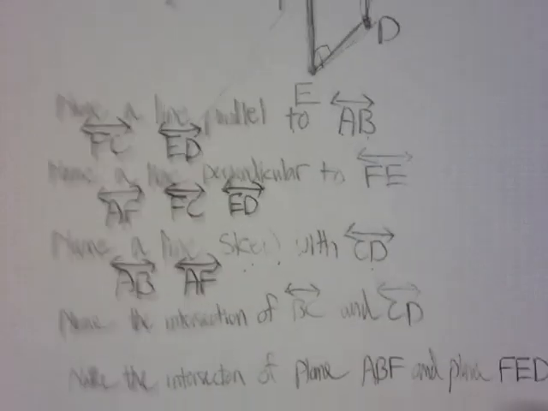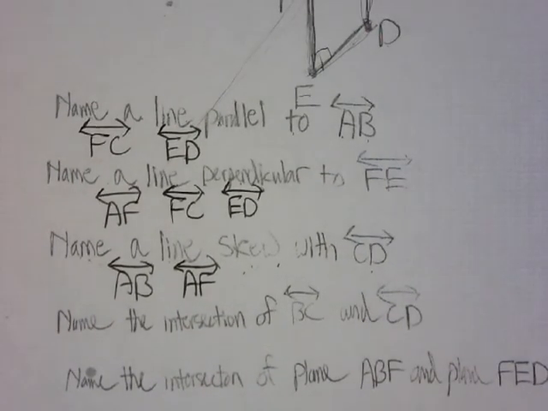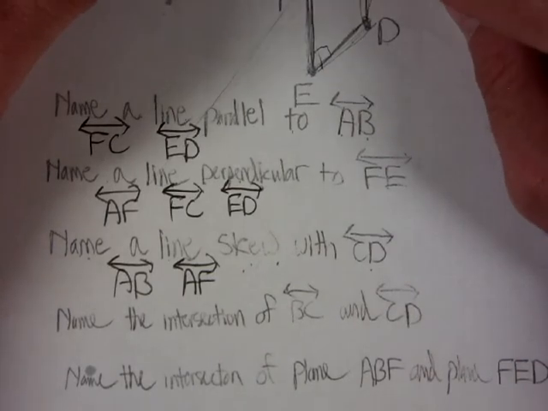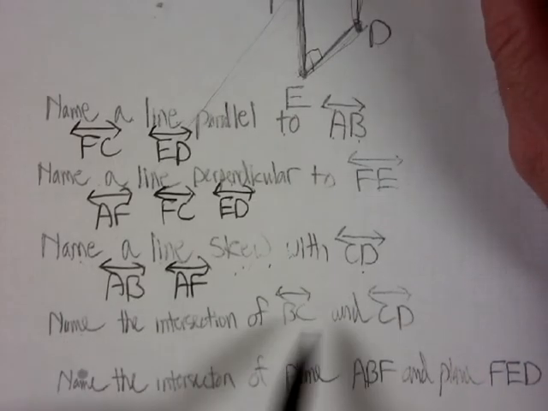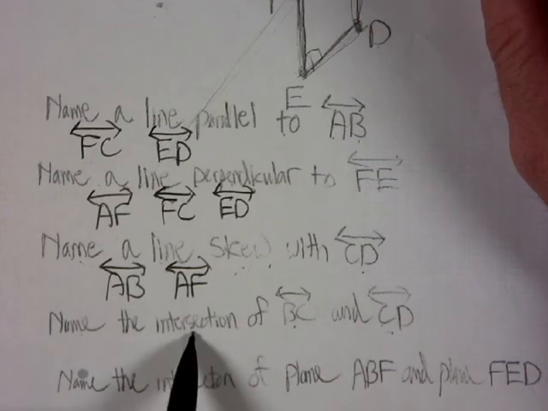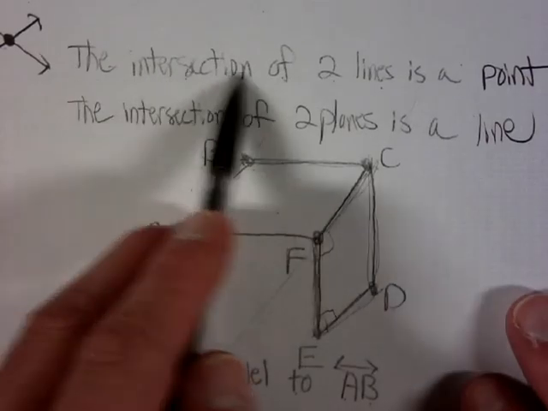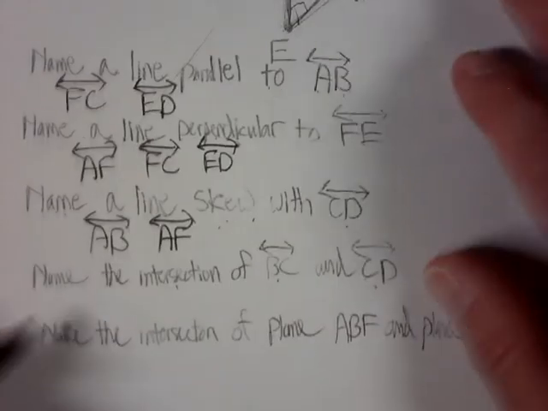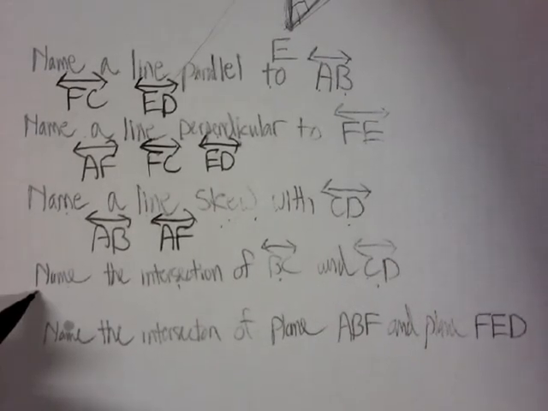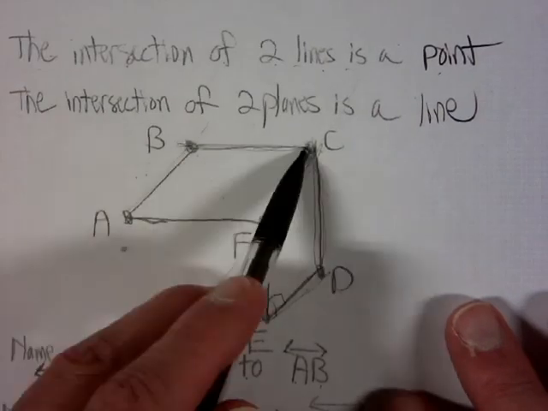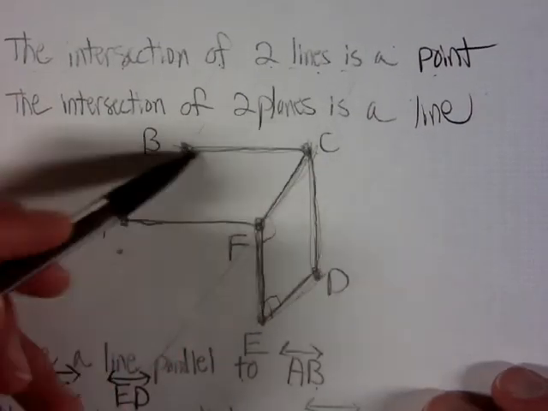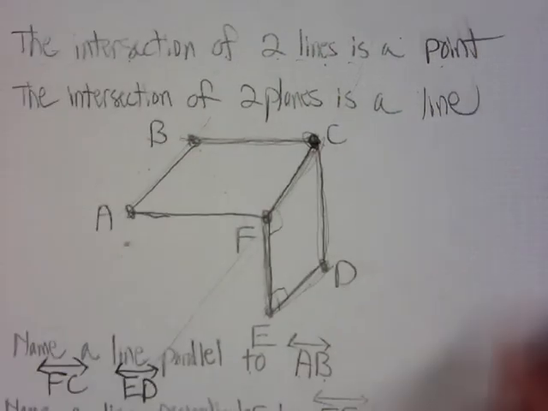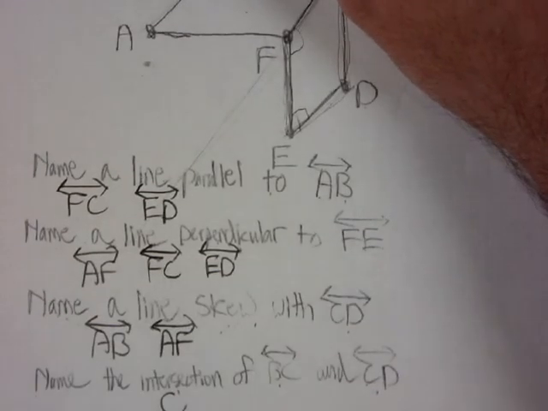Okay, so now, next question. It says to name the intersection of line BC and line CD. Now, remember, these are two lines that are intersecting. Remember, the intersection of two lines is a point. So when I go to name this, I should be naming a point. Here's BC and here's CD. Where do they connect? They connect at this point. What point is that? Point C is the correct answer.